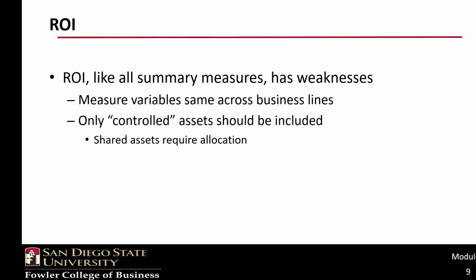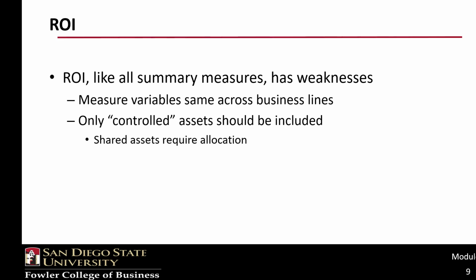Okay, so return on investment, like all summary measures of performance, has weaknesses. So we certainly should be measuring our variables across divisions or business lines the same, right? And sometimes that lends itself usefully, and sometimes it doesn't. It really depends on how similar your different lines are. So in our case, our 3-year and our 17-year Scotch, we force them to be very similar, but that's not always true. And of course, only controlled assets should be included.